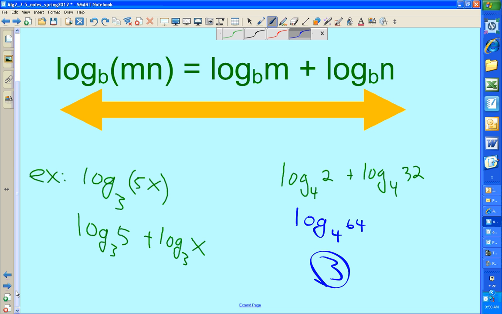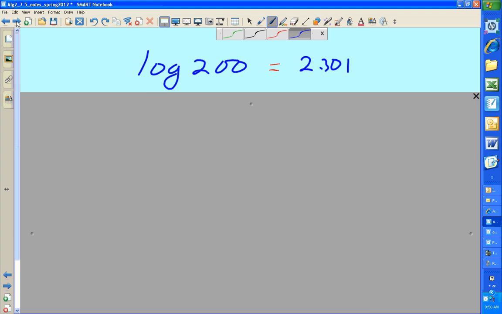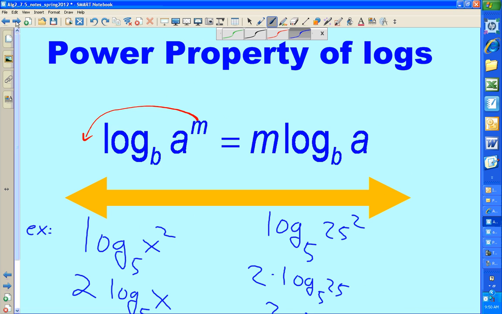Okay. Second property that we looked at was the power property for exponents. The power property for exponents can be applied directly to the power property for logs. Log base b of a raised to the power of m. So in other words, you're doing log base b of a to the m power. Remember, log base b of a is an exponent. M is also an exponent.